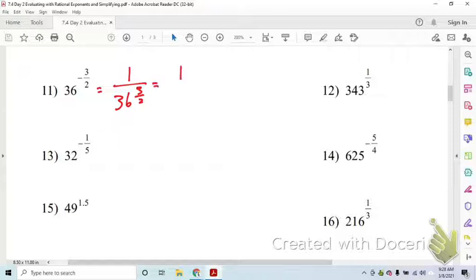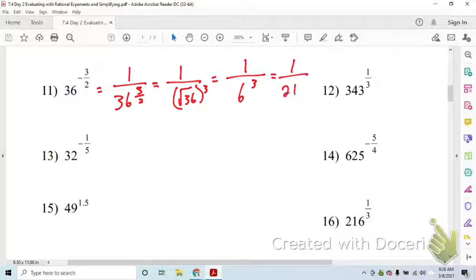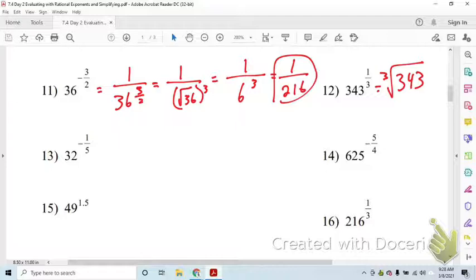Then, this is the same thing as 1 over square root of 36 to the 3rd power. So then, this is 1 over, what's the square root of 36? It's 6. 6 to the 3rd power is going to be 216. So 1 over 216 is going to be there. Now this is the same thing as saying the 3rd root of 343. So just take care of that. Do that one on your own.